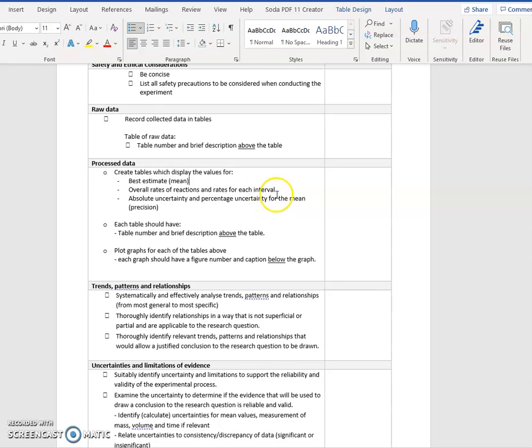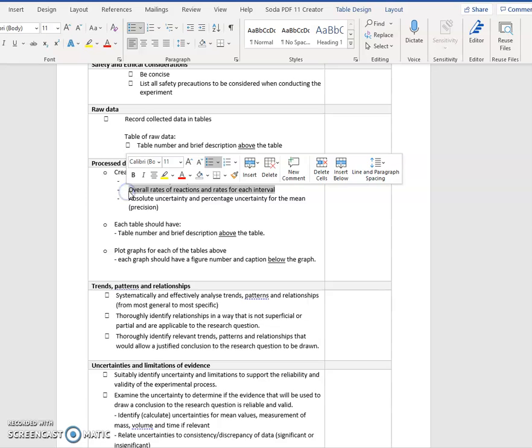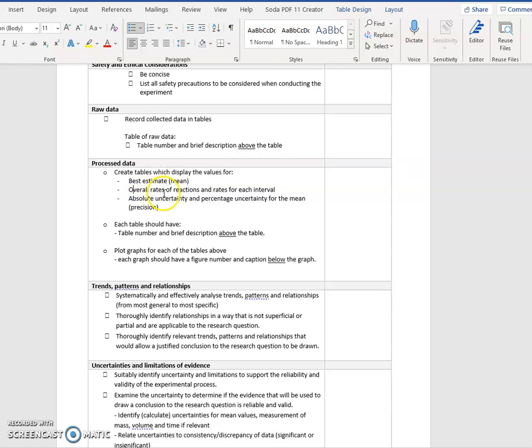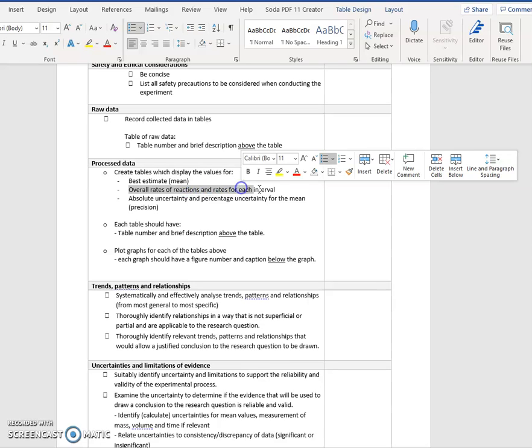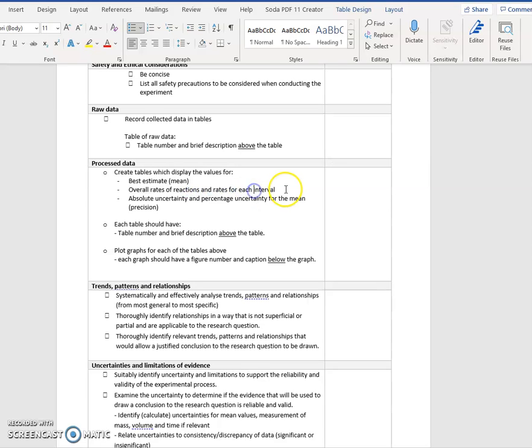Hey guys, in this video I'm going to be explaining how to make the data tables and graphs to calculate the overall rates of reactions and the rates of reactions for each of the intervals. So this part here of your process data. Obviously in my previous videos I explained exactly what you needed, and in this video I'm going to be breaking that down on how you can create that.